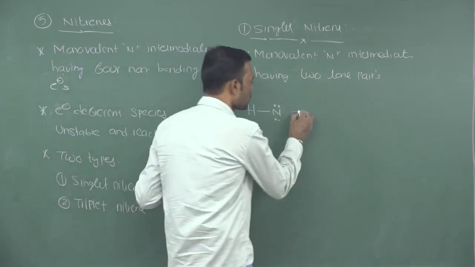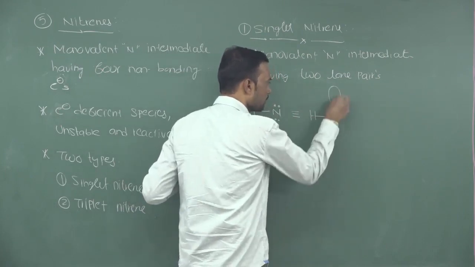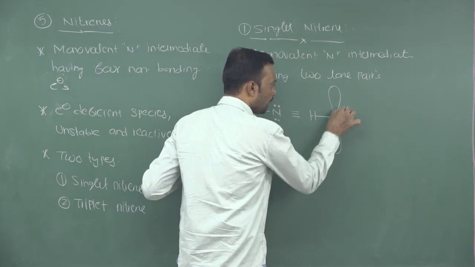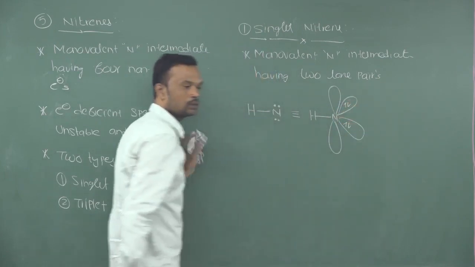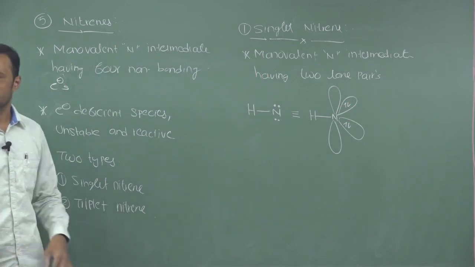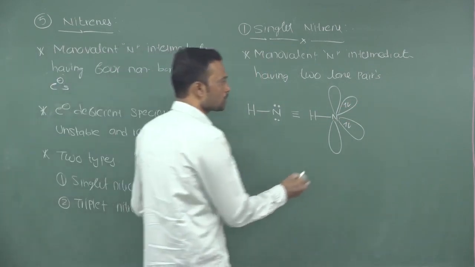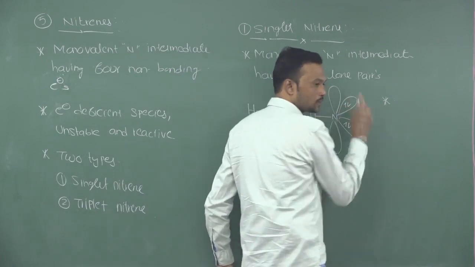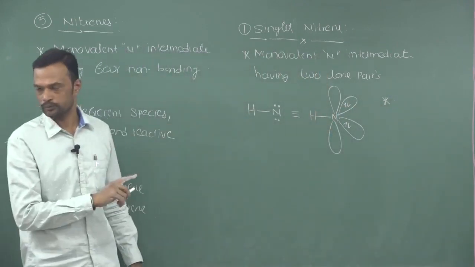So, when this nitrogen carries 2 lone pairs of electrons, you can write like this. See, this is an empty orbital, and this is the orbital which carries 2 lone pairs of electrons. This is called singlet nitrene. Singlet nitrene having 2 lone pairs of electrons and 1 empty orbital behaves as a Lewis acid. It is a de-excited nitrene, otherwise the de-excited state of nitrogen.